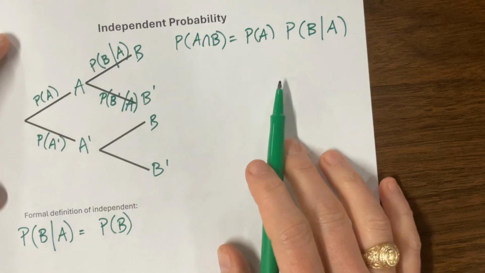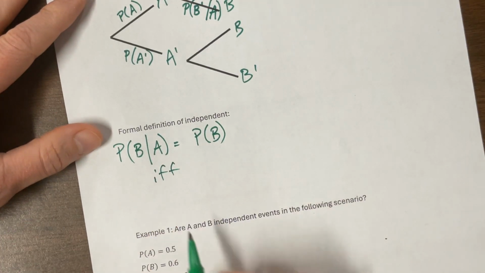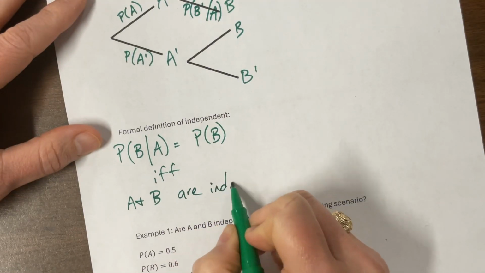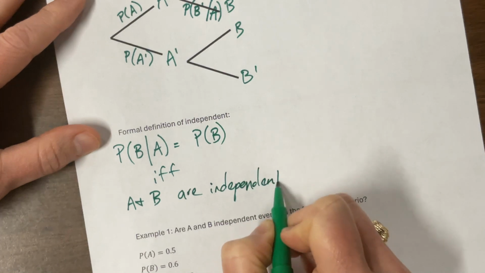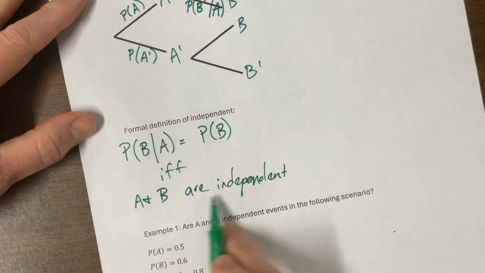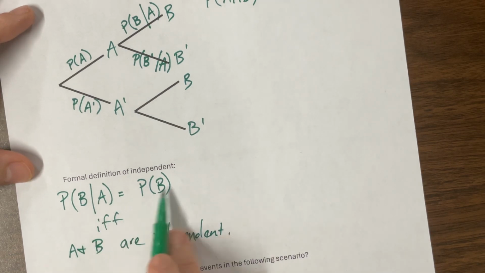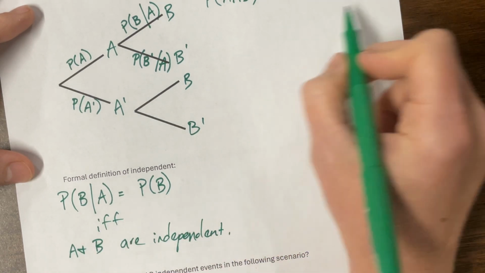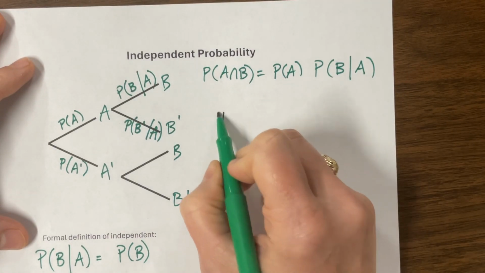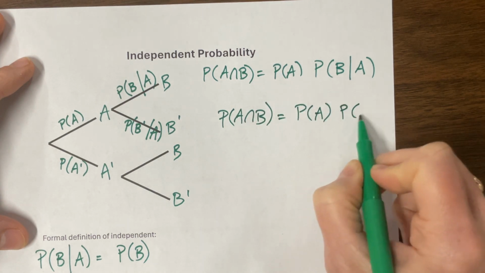That means we can come back to this equation up here. This is not always true. This is true if A and B are independent. When they're independent, we can say that this must be true, or if this is true, then we can imply that these things are independent. We said that the probability of B given A is equal to the probability of B, so I can plug that in up here, and I find that the probability of A intersect B is equal to the probability of A times the probability of B.